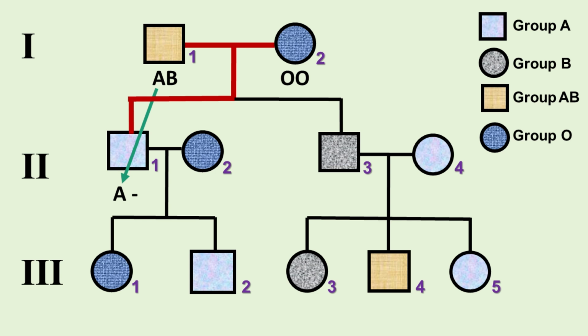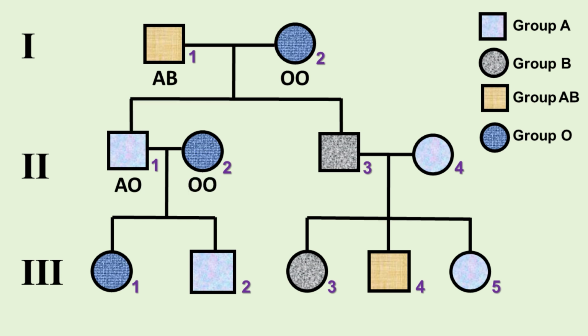By following the path to his parents, shown in red, we see that he must have received his A allele from his father, as his mother carries only O alleles. So what he received from his mother could be nothing but an O allele. So II1 is a heterozygous A-type blood group.